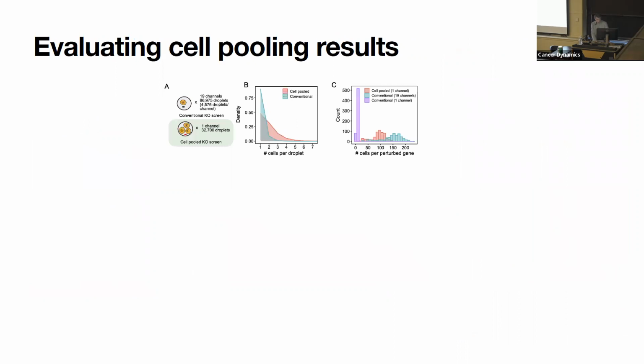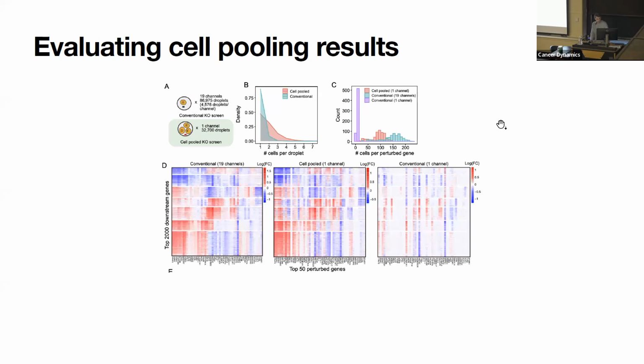Okay, so first let's start evaluating the cell pooling results. As I said, 19 channels in the conventional arm versus 1 channel overloaded in the cell pooled arm. Notably, when we do this cell pooling, not only does every droplet potentially end up with multiple cells, but just due to the nature of the system, you also get a lot more non-empty droplets out of a single channel. This turns out to be a large source of the efficiency gains in this particular branch. But whatever, you pay for the same amount of reagents whether or not you use them. So I'll take it.